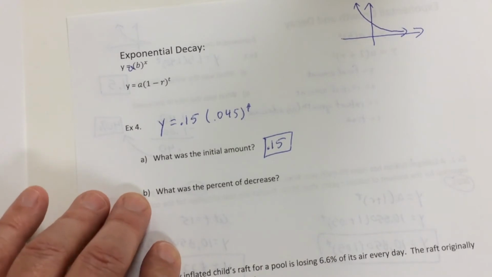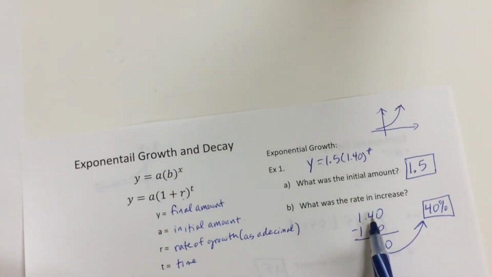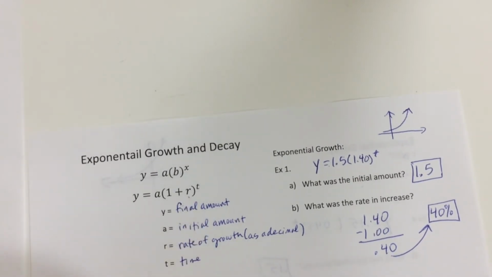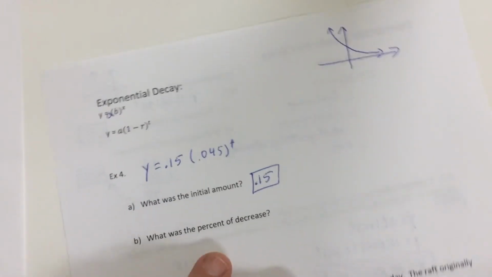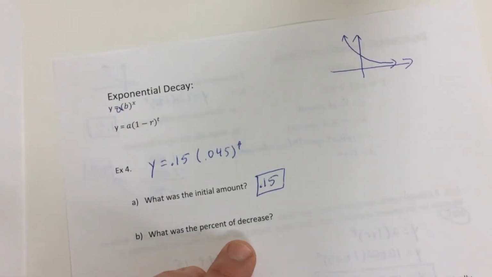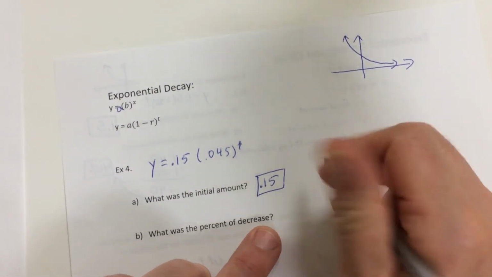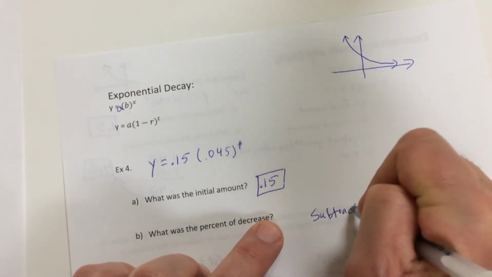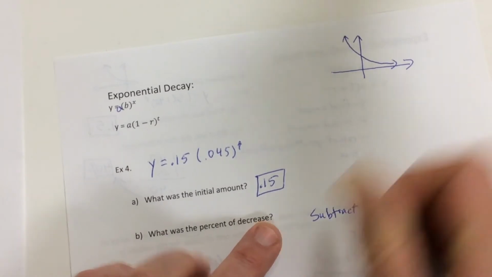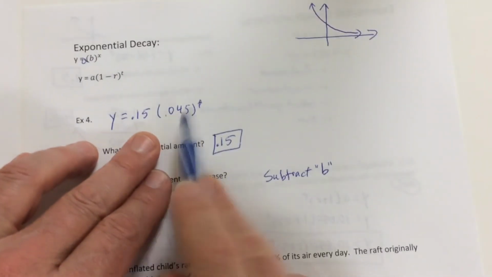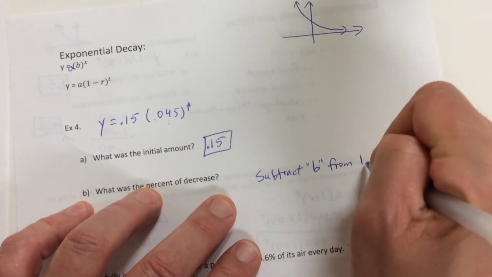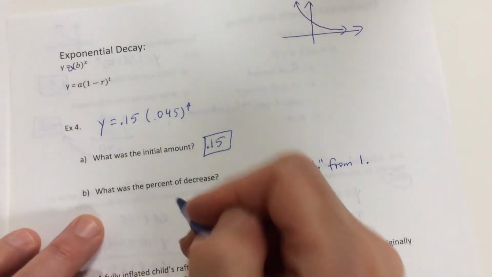Now, when we looked at the percent of increase, flip it over to this other side, we subtracted 1 from it because it was what's left. Now this is going to be a little bit different here. Here we're going to subtract it from 1. So I'm going to put b, because b is the number there in the parentheses. Subtract b from 1.